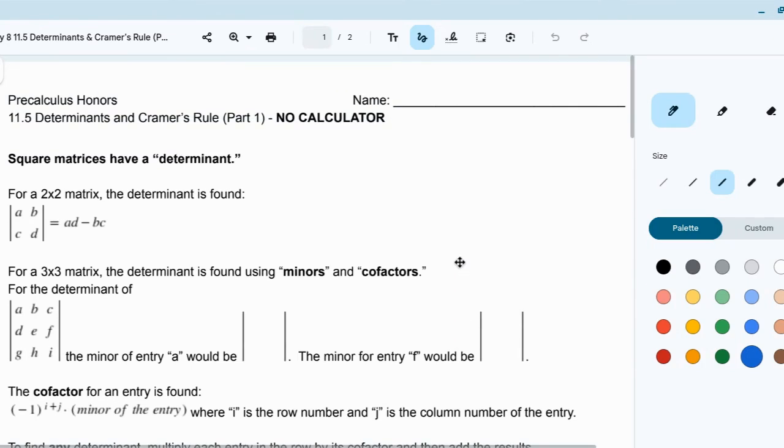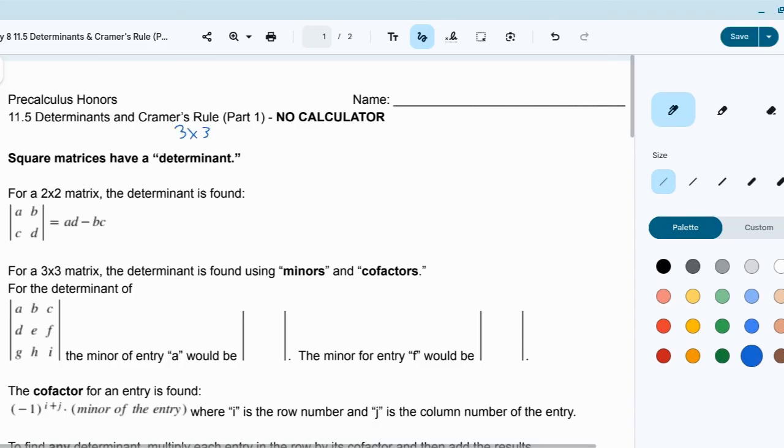All right, today we're going to be looking at finding determinants and Cramer's rule, which will help us when we are looking at doing 3 by 3 matrices. All right, those will be 3 by 3. But square matrices have a determinant, that's a number that we can use for different applications that will come up later on in a couple days from now.